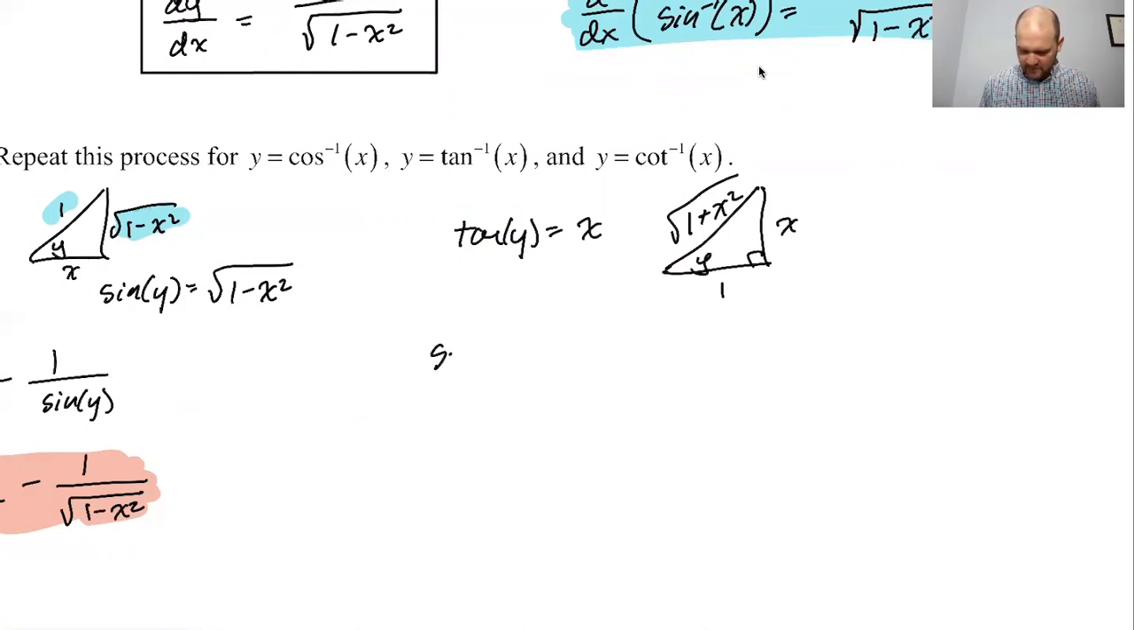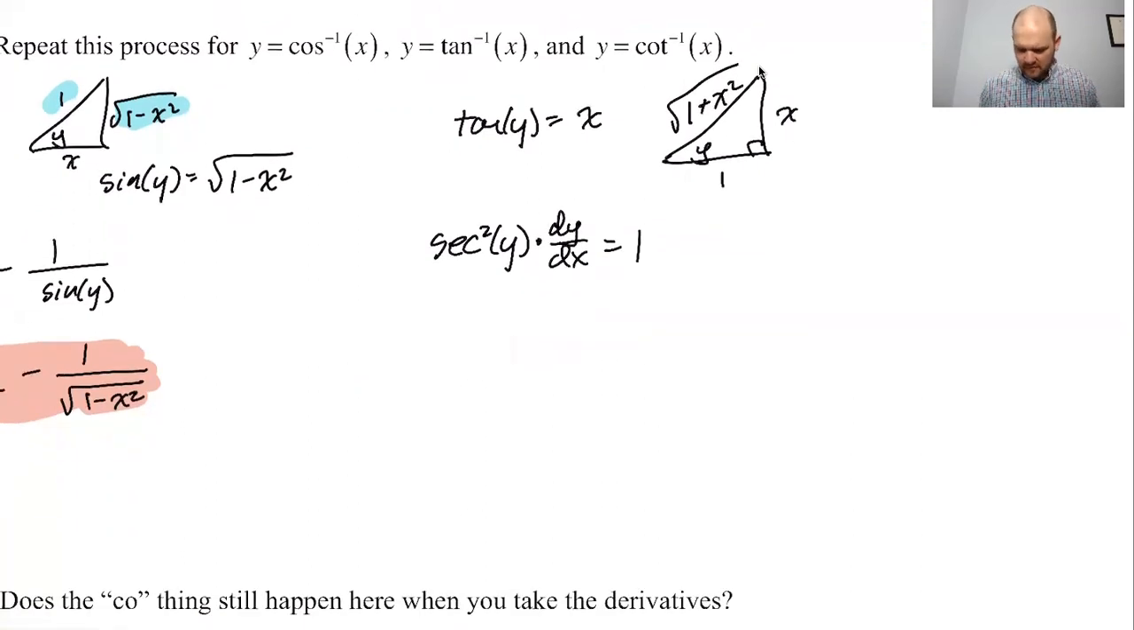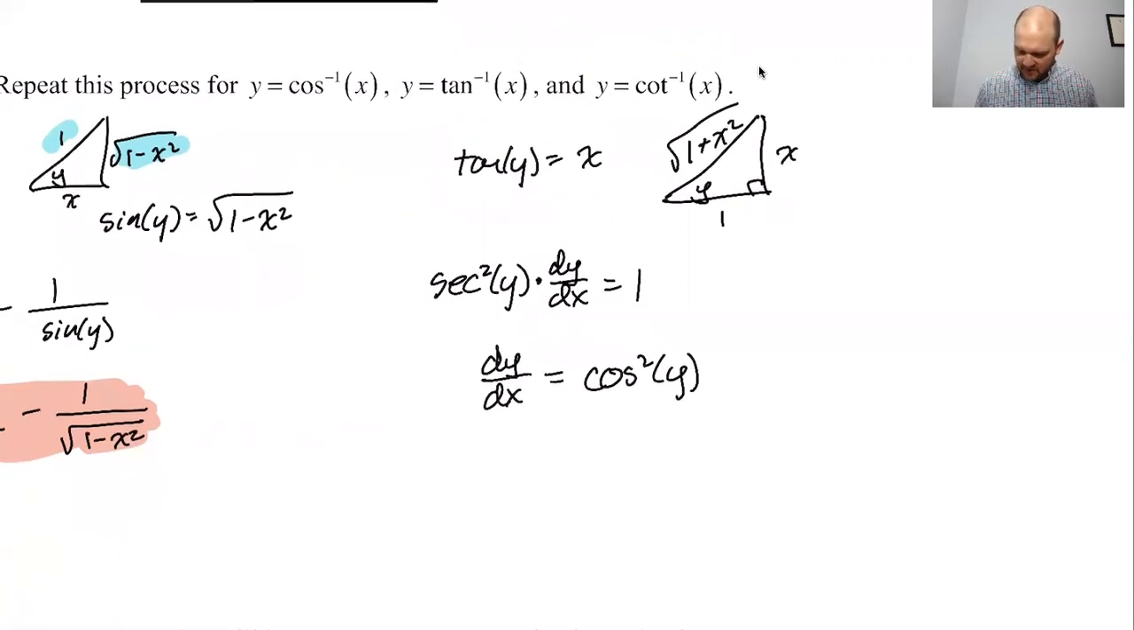So the derivative of tangent is secant squared of the thing times the derivative, so times dy/dx equals 1. Okay, so far so good. dy/dx is going to be 1 over secant squared. I'm going to write that as cosine squared of y. Okay, so now we go up to the triangle, and we say, in this triangle, the cosine of y is 1 over the square root of 1 plus x squared.